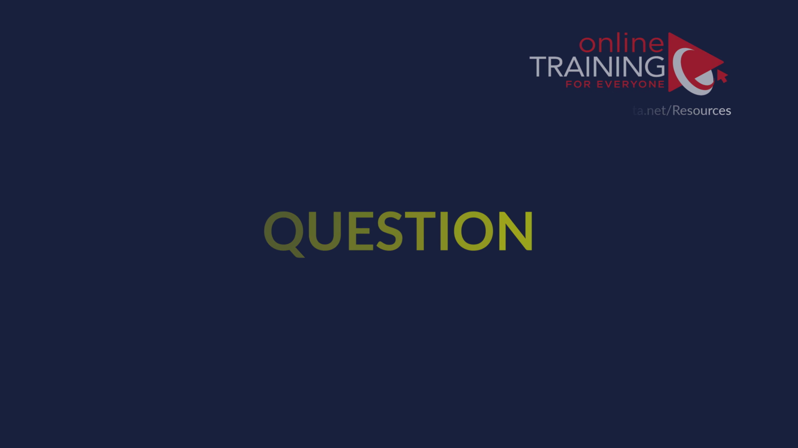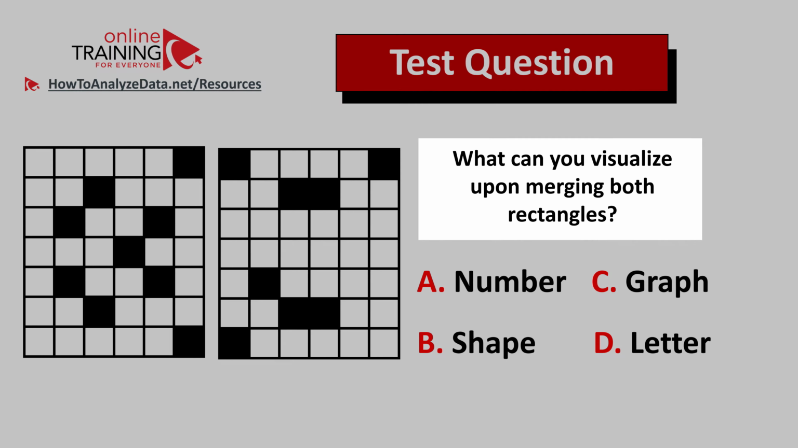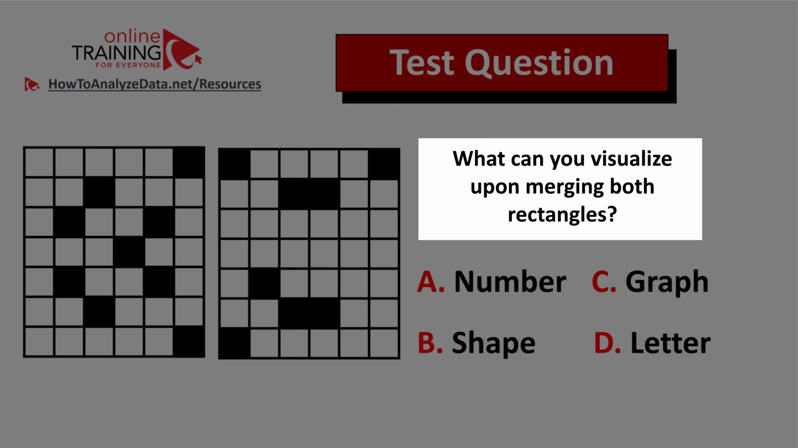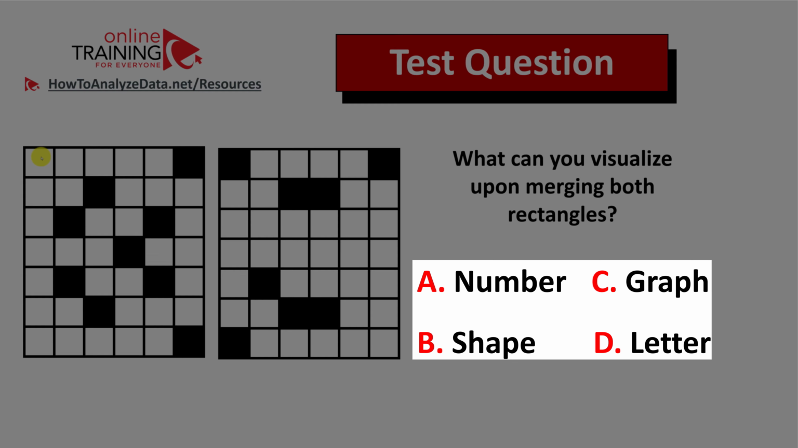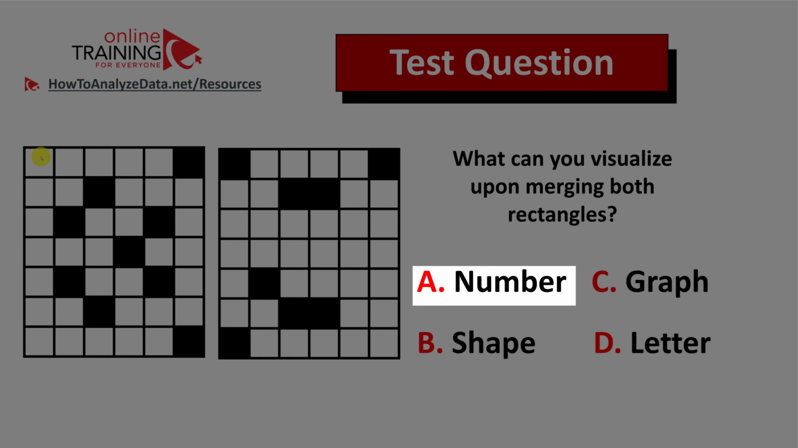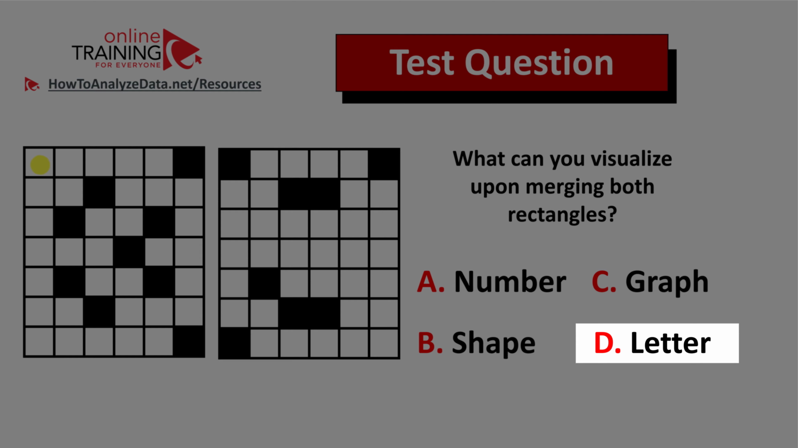Some of you might find this question tricky, but regardless of whether you can solve it or not on your own, you'll be excited to learn the solution to this real-life assessment test question. Here's the question. What can you visualize upon merging both rectangles? You're presented with 2 7x6 rectangles on the left, and you have 4 possible choices. Choice A, number. Choice B, shape. Choice C, graph. Choice D, letter.